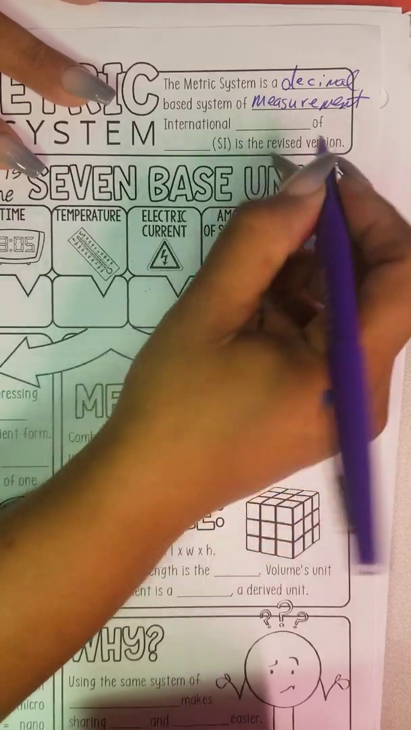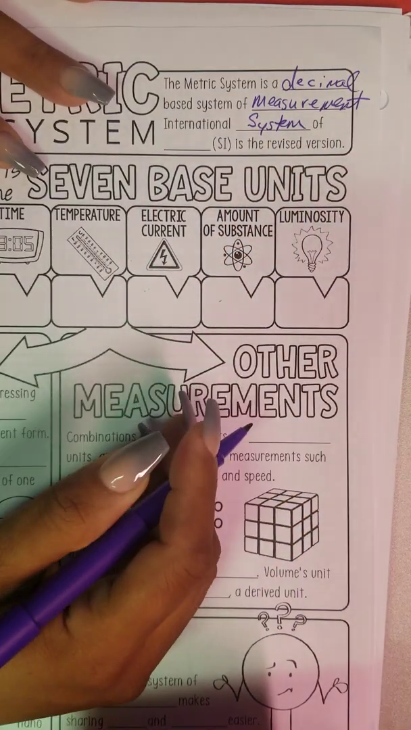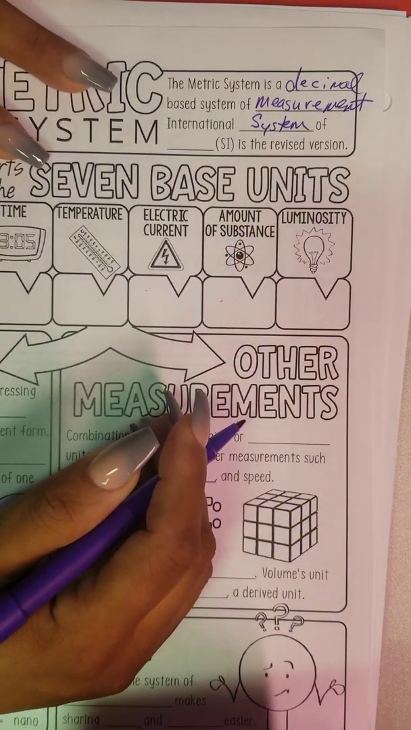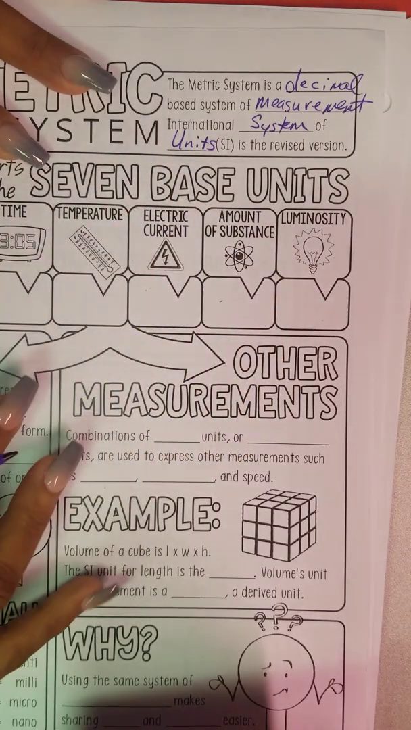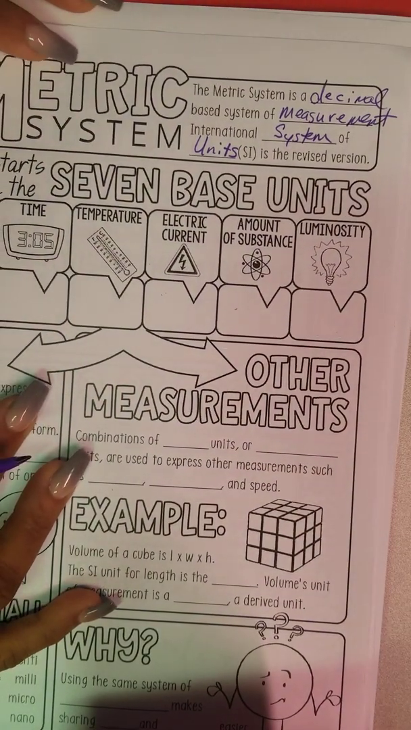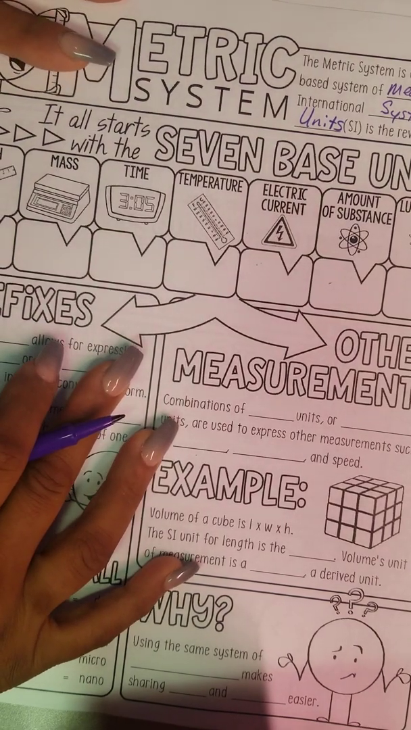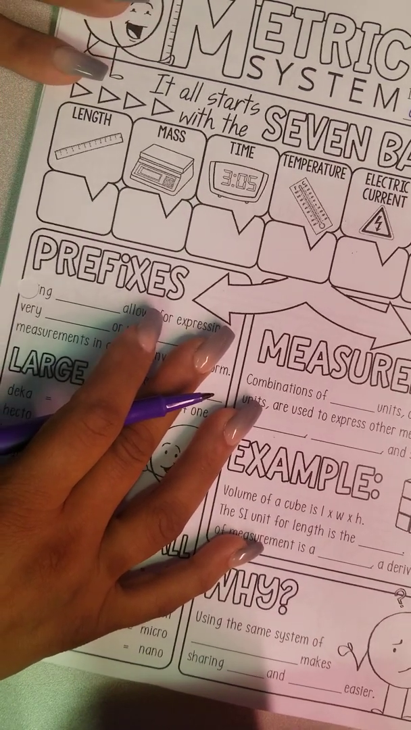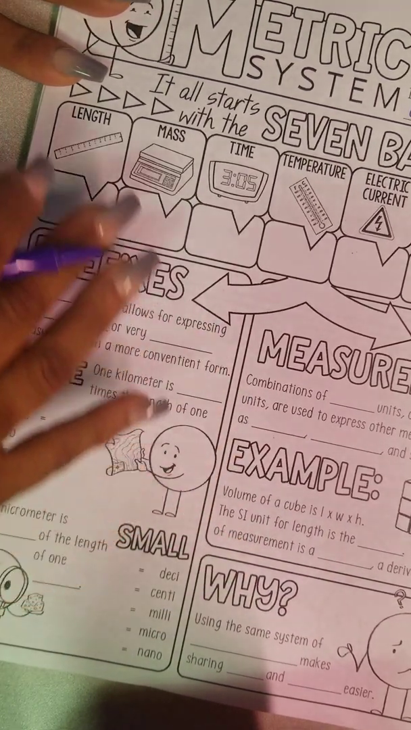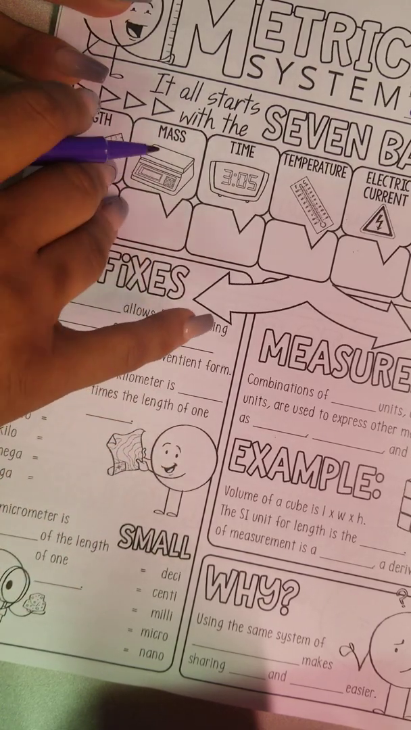It says here that the International System of Measurement is a revised version. Sorry, International System of Units is a revised version, okay, of the metric system. So let's go ahead and get started. There's actually 7 base units. And here in physics, we call them like their most important ones. The reason why they're the 7 base units is that all other units from physics are derived from them.